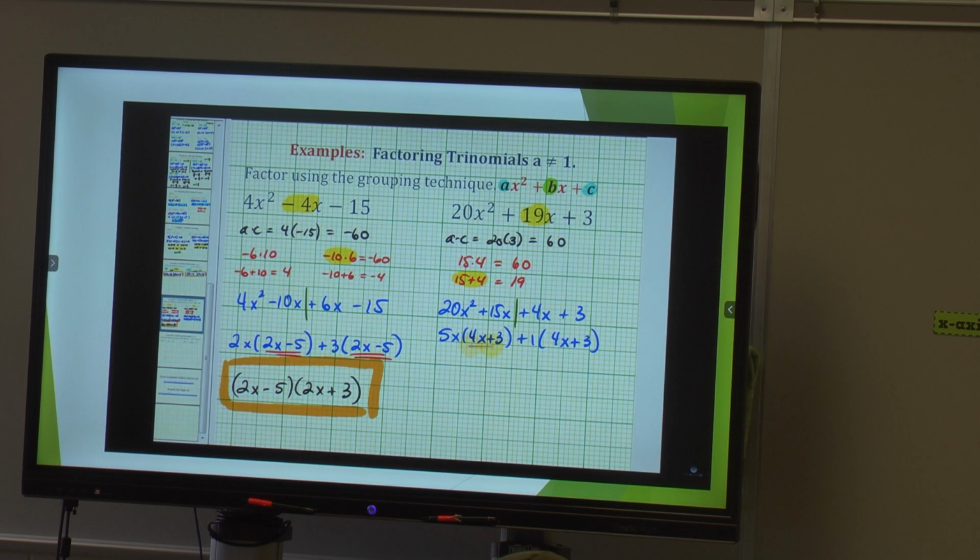Notice how now we have a common binomial factor, which we'll now factor out. And if we factor out 4x plus 3, notice how we're left with 5x plus 1. And now our trinomial is factored using the grouping technique. We'll take a look at one more method for factoring these types of trinomials in the next video.